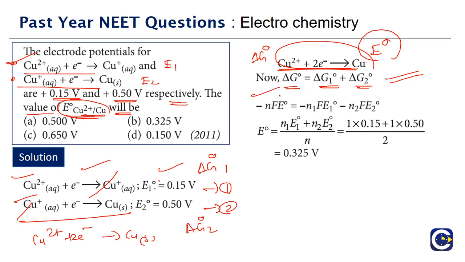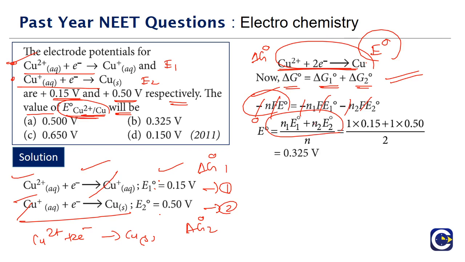Now from here we have to get the E0 value. How? We know that delta G0 will be minus N into F into E0. The delta G1 naught is minus N1 into F into E1 naught. Here also, minus N2 into F into E2 naught. So we can cancel the minus on both sides, and F also we can cancel on both sides. So what we have? E0 is equal to N1 E1 naught plus N2 E2 naught by N.